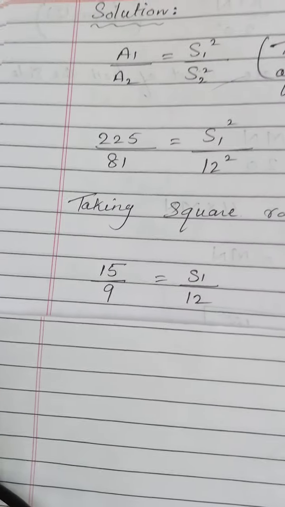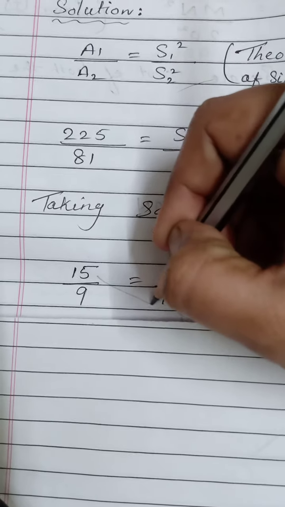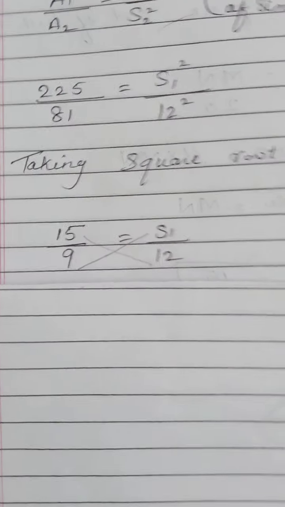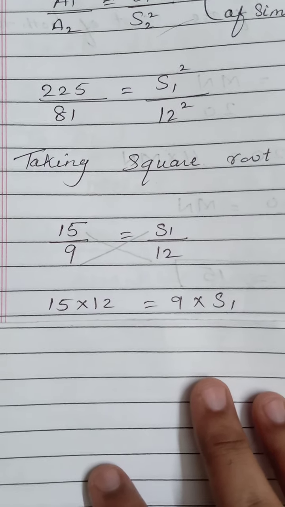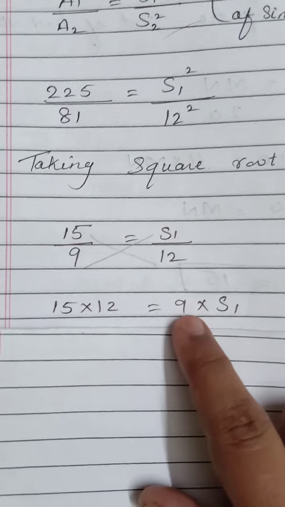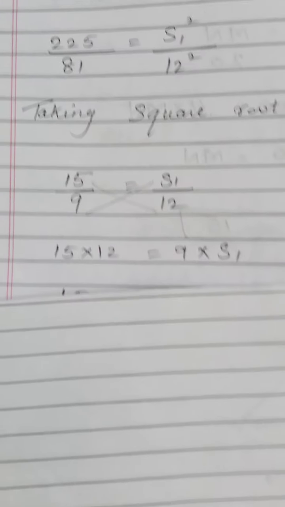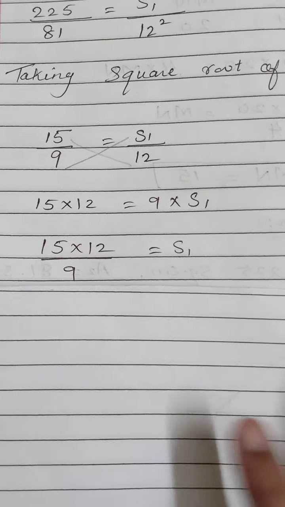After this we have to do the cross multiplication. So here this 15 will be multiplied by 12 and this S1 will be multiplied by 9. So we get 15 into 12 is equal to 9 into S1. Again, this 9 is in multiplication, so we will take it to the other side where it will come in division. So 15 into 12 upon 9 is equal to S1.